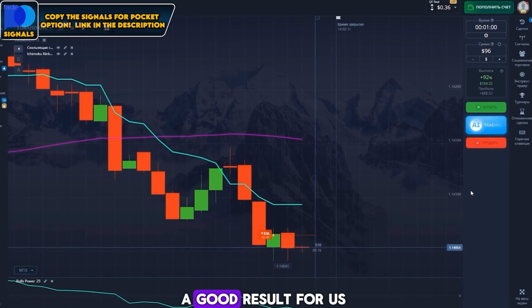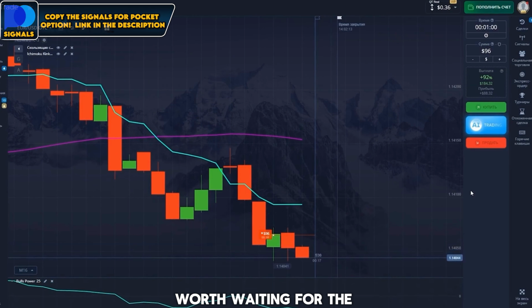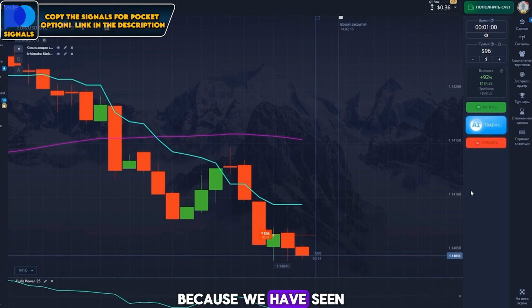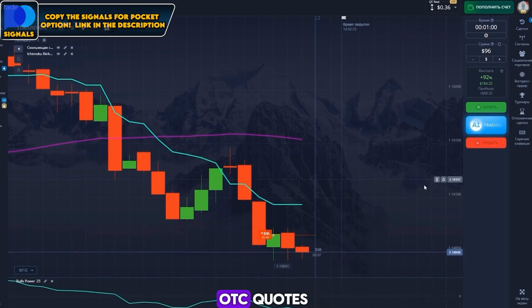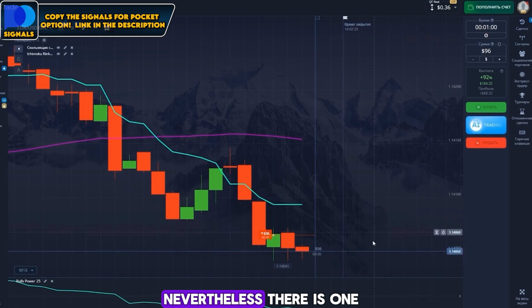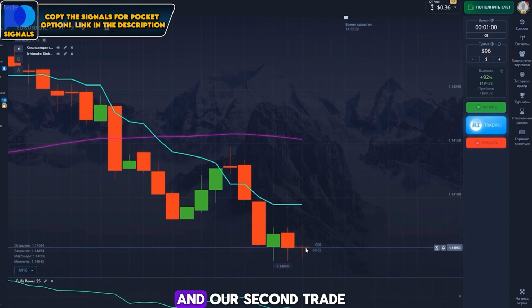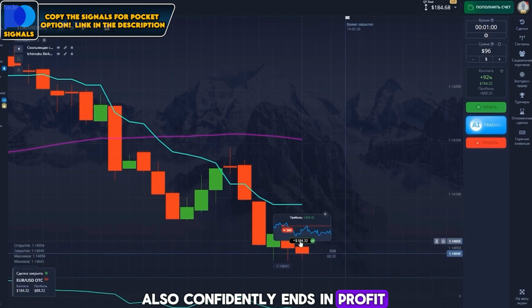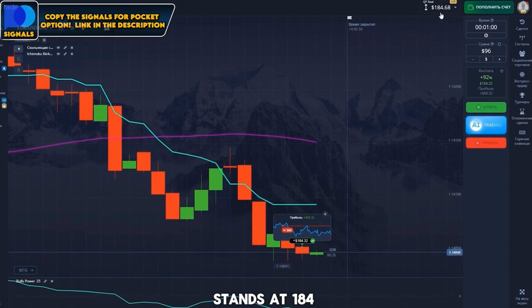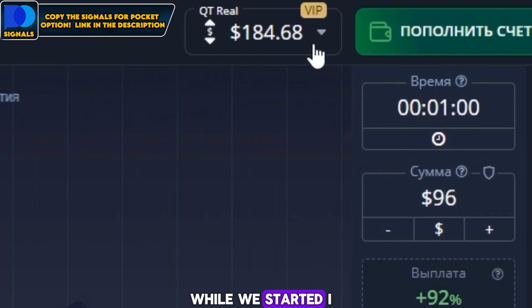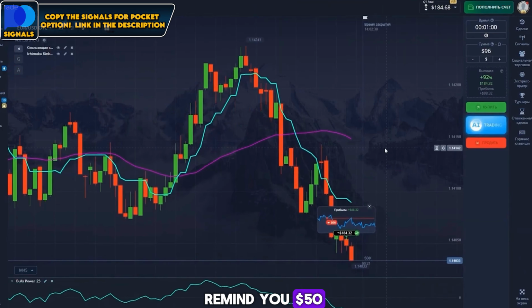So far we see a good result for us, but it is still worth waiting for the end of the trade to judge, because we have seen the fluctuations that can happen literally in the last seconds. No matter how strange it may seem, this is normal for OTC quotes. Nevertheless, there is 1 second left, and our second trade also confidently ends in profit. Net profit is $88.32, and my deposit currently stands at $184. While we started, I remind you, with $50.